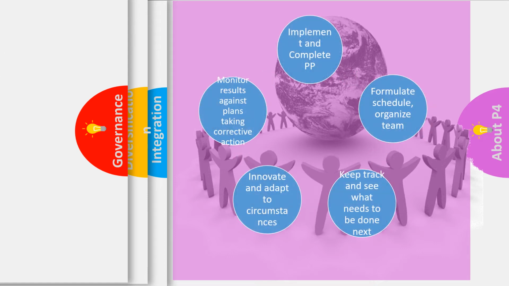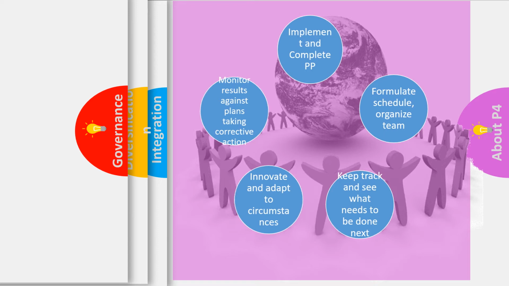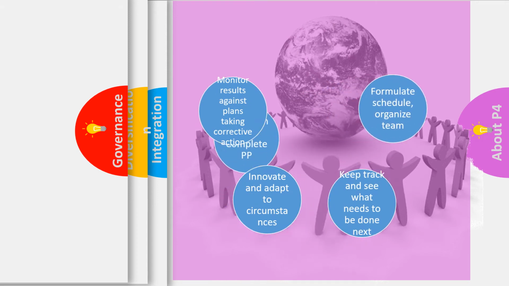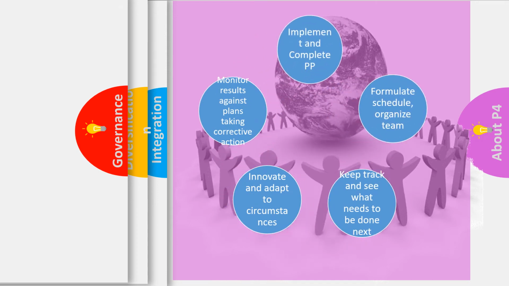Other characteristics include being innovative and adapting to circumstances, because the project never really goes in one line. Usually with any project you come up with difficulties and problems or snags, and sometimes you need to overcome these. You need to monitor results against plans, and you really need to take corrective action. So in addition to the characteristics of a project as previously explained, there are additional ones: formulate schedules, organizing the teams, keep track, see what needs to be done, innovating and adapting to circumstances, monitor the results, taking corrective action.